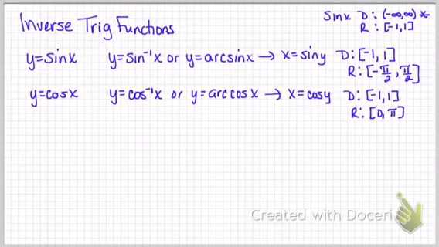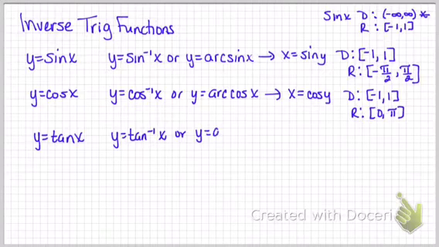And then we have tangent. So y equals tangent of x. The inverse is y equals the inverse tangent of x, or we could say y equals the arctan of x. But what that means then is x is equal to tangent of the y value.